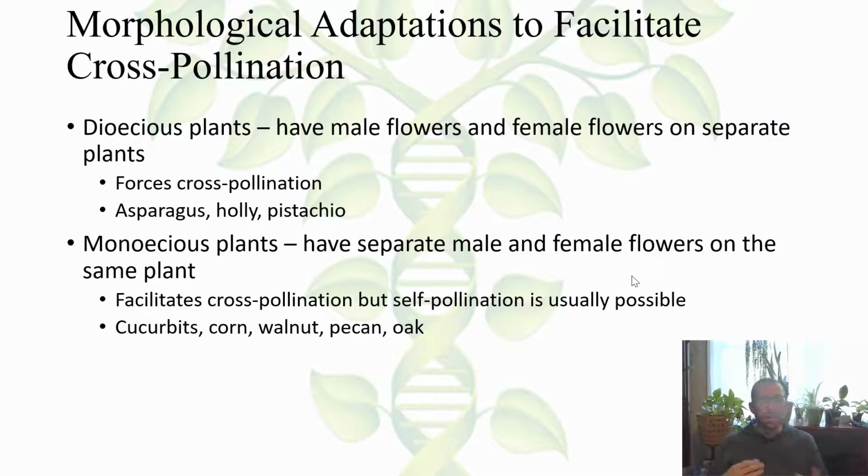On the other hand, you can have monoecious plants where they have separate male and female flowers, but they are found on the same plant. So this also facilitates cross-pollination, maybe not as much as with dioecious, because in our monoecious plants, some self-pollination is possible. But we see this in our cucurbits, corn, walnut, pecans, oak. They are all monoecious plants.